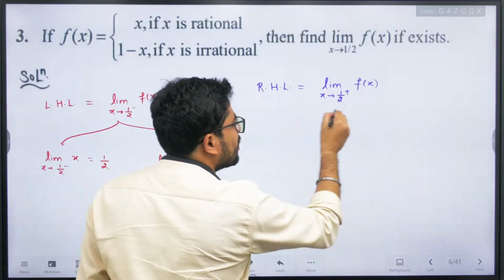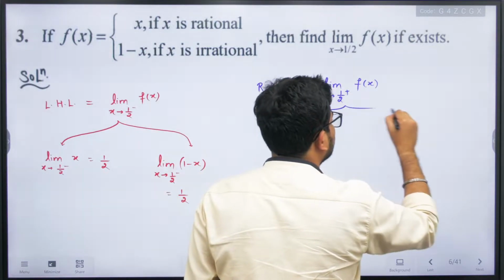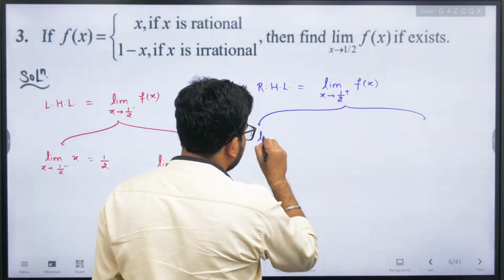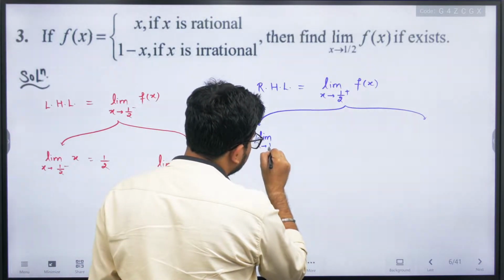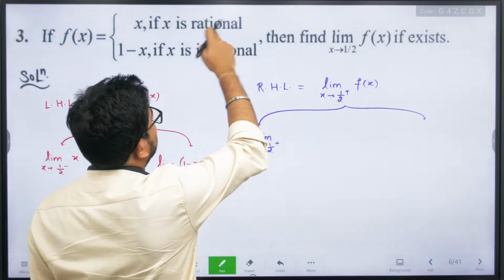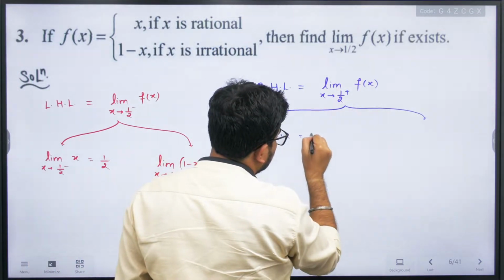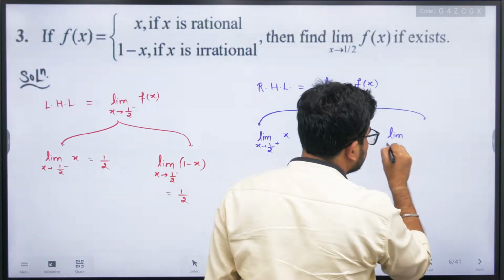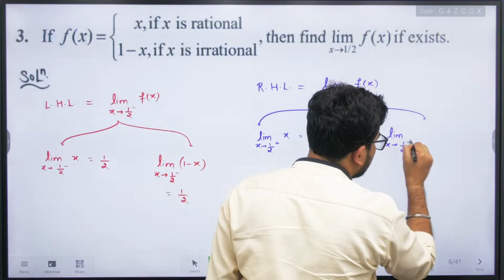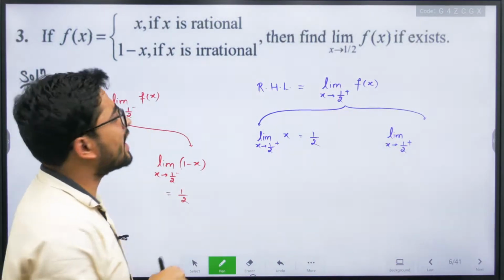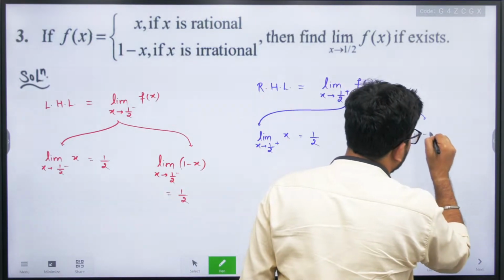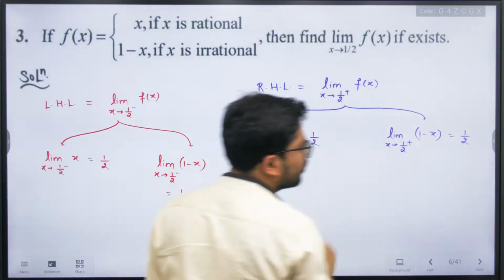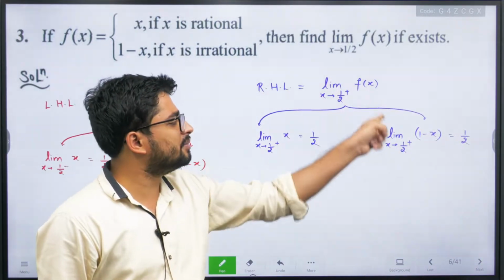Again you have two cases. When x approaches half from the right hand side, either x is rational or irrational. Whenever x is rational, f of x is x, so this thing is half. Next, limit x tends to half plus f of x, and if x is irrational, then the value is 1 minus x. So this is 1 minus half, that is again half.